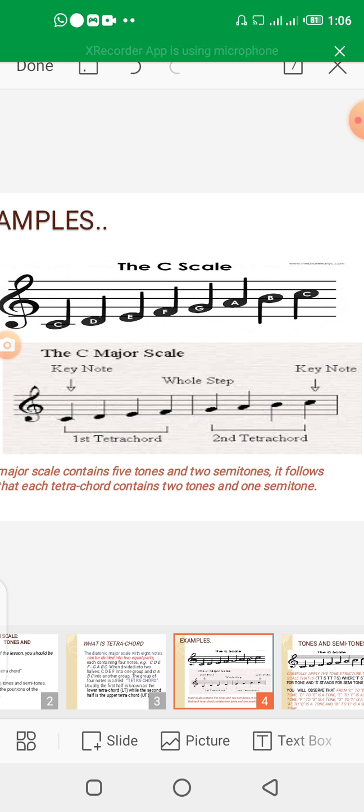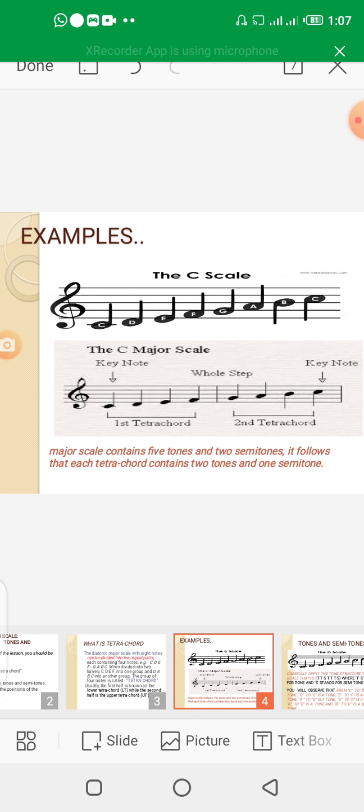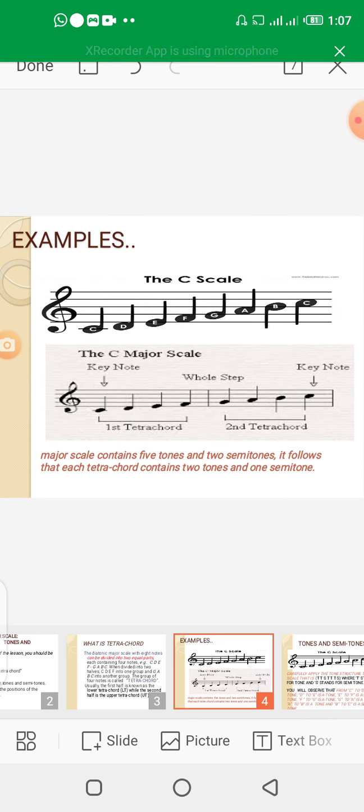Now look below the other diagram, there is a tetrachord. Now you're going to find out I started with C, D, E, F. That's one, called the first tetrachord. And the second one is G, A, B, C. And that's the second tetrachord.